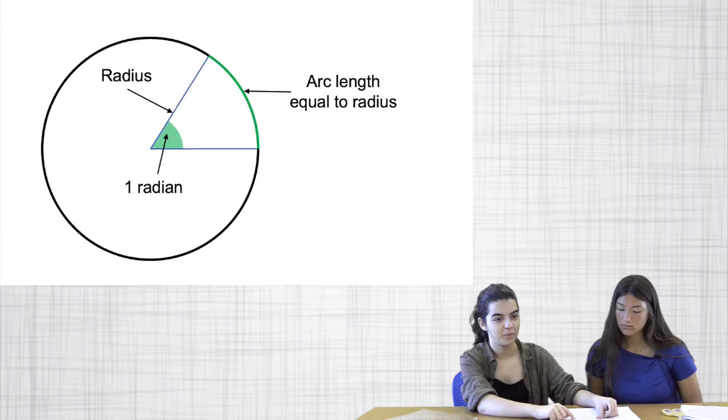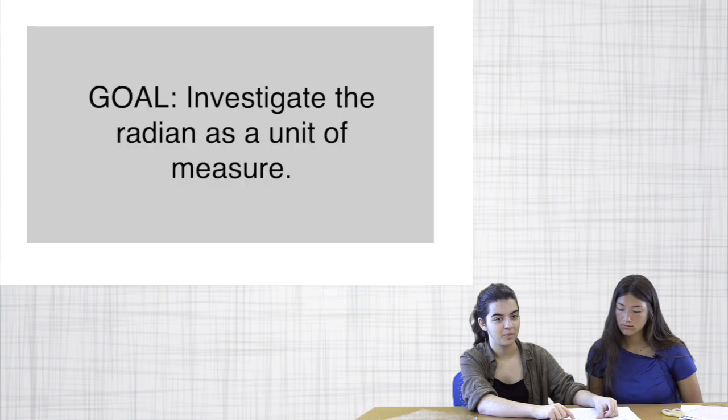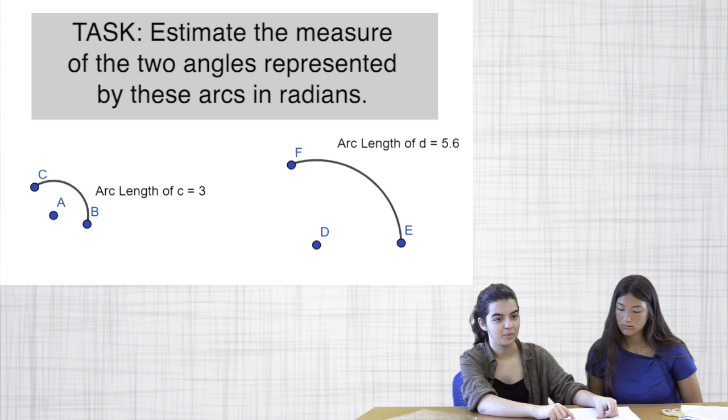In the previous lesson, Mary and Claire learned about a new unit of angle measure, the radian. A radian is the measure of an angle that cuts out an arc length equal to the radius. In this lesson, they will further investigate the radian as a unit of measure. They begin by estimating the measure of the two angles represented by these arcs in radians.